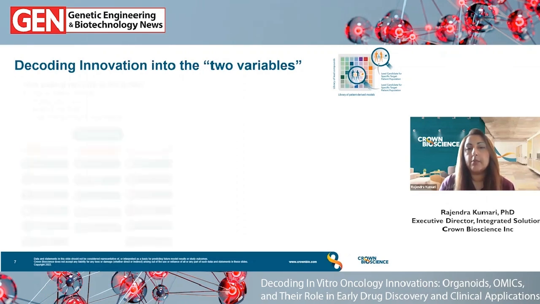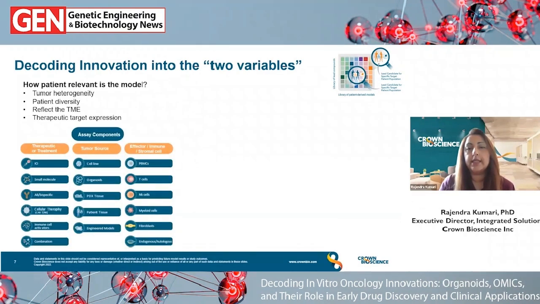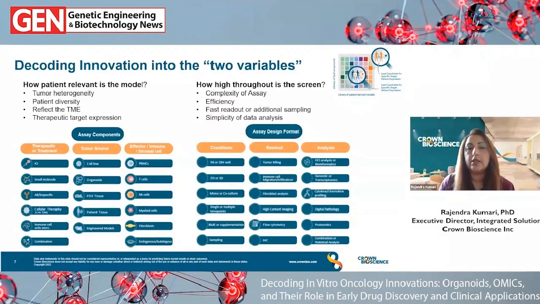So this slide identifies the assay components that are needed, and then the assay format or the design are shown on the right-hand side. So firstly, one can look at how patient-relevant a model is that needs to be incorporated, and this could include the tumor heterogeneity, patient diversity, reconstituting the tumor microenvironment, and that can include many different cell types, and also the therapeutic target of interest and expression. And so the assay components will include different types of therapeutics and treatments, where the tumor source came from, and any other immune cells or effector cells that may be needed to be included in that assay design.